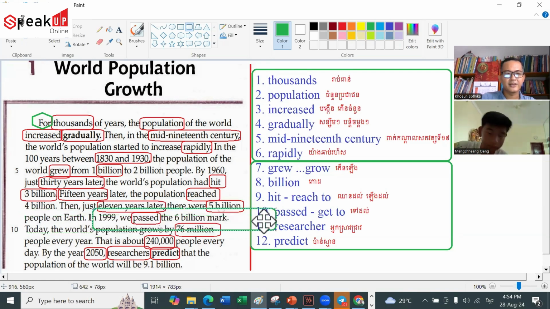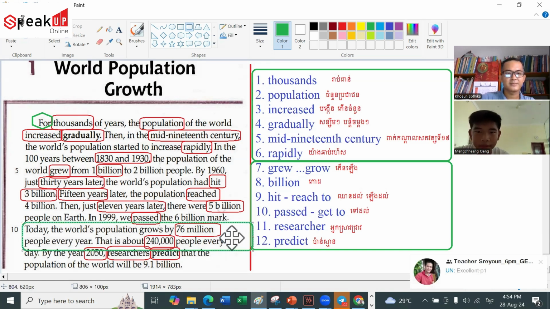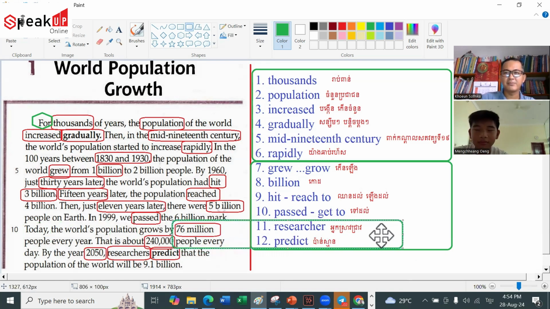Good. And then we go to 1999. What was the population in 1999? In 1999, we passed the 6 billion mark. Okay, and today the world population grows by what? Today, the world's population grows by 76 million people every year. So now we are almost 8 billion, right? 76 million more is almost 8 billion.